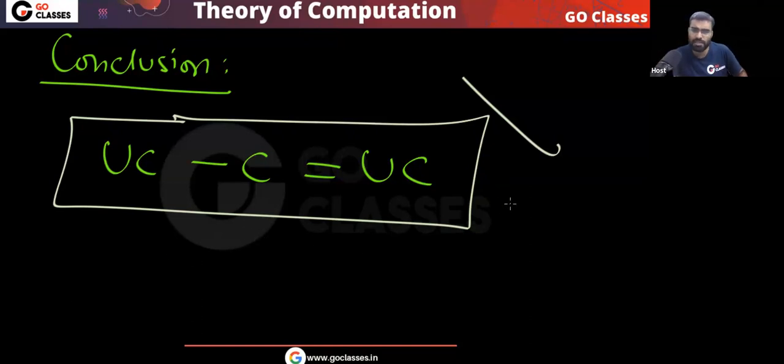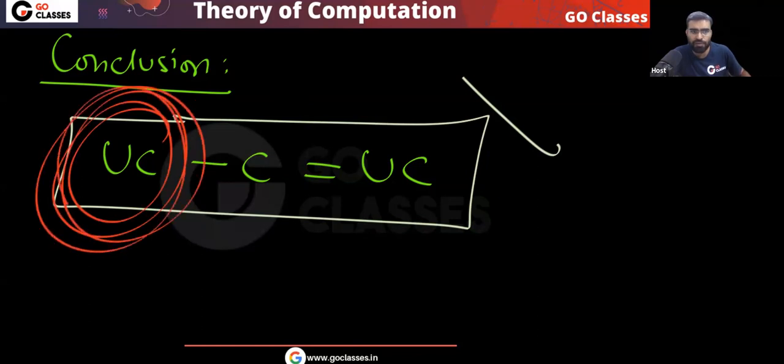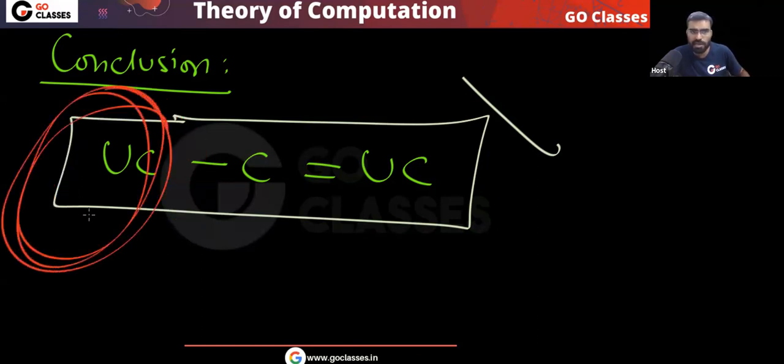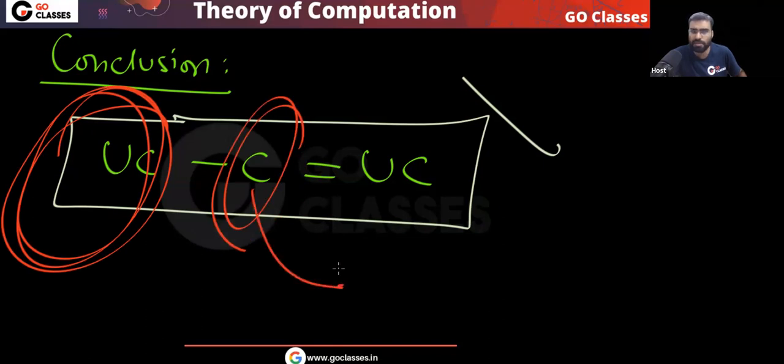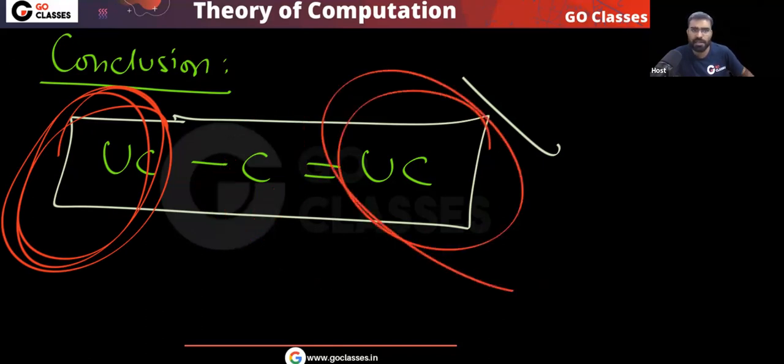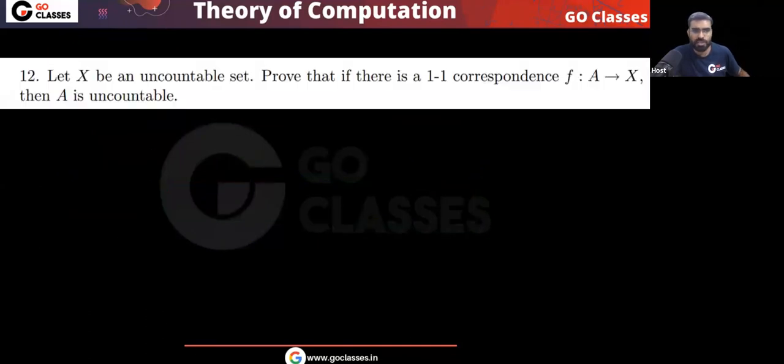This is intuitive also, right? Do you agree with me? You have uncountable, and this uncountable is very big. This is another level of infinity. From this level, if you remove countable, which is the lowest level of infinity, it does not change. If you remove it, you will again get uncountable. So this is intuitive also.